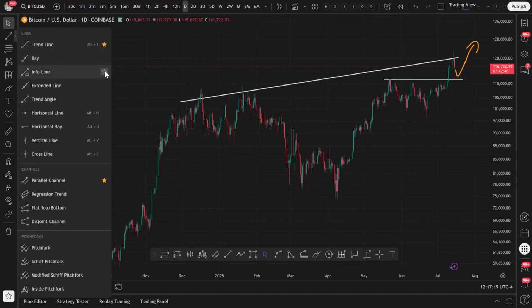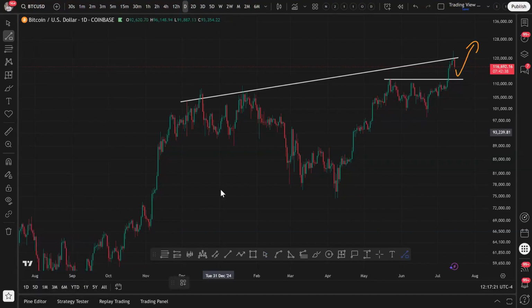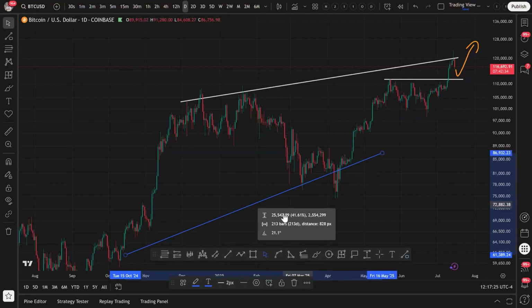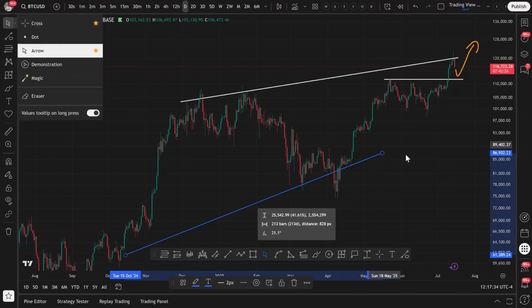Let's see, the info line. I don't use this one much, but let's play around with it. So the info line, you draw a thing like that, and it's going to give you the height, the width, and the slope of this. But again, I don't use these. You can if you want. Probably if you're starting out, we don't.